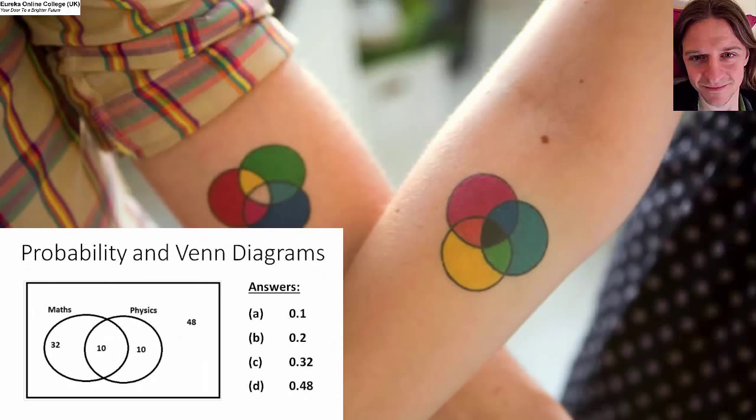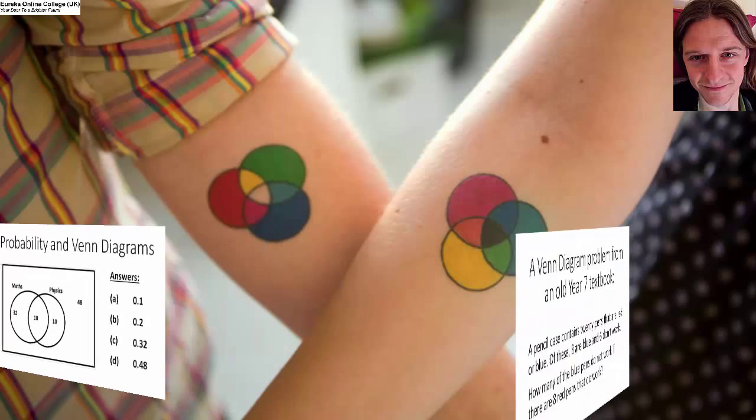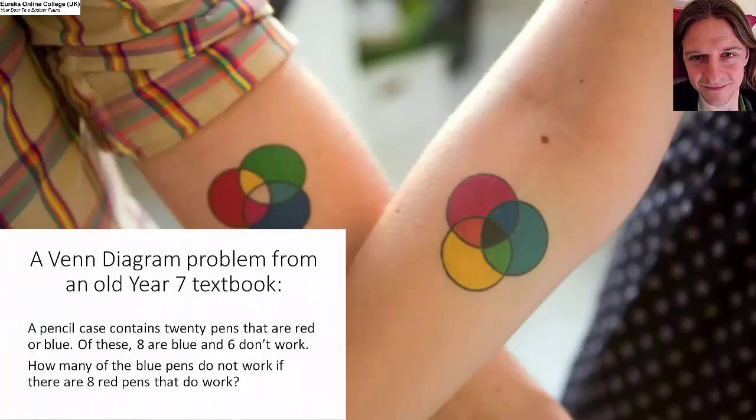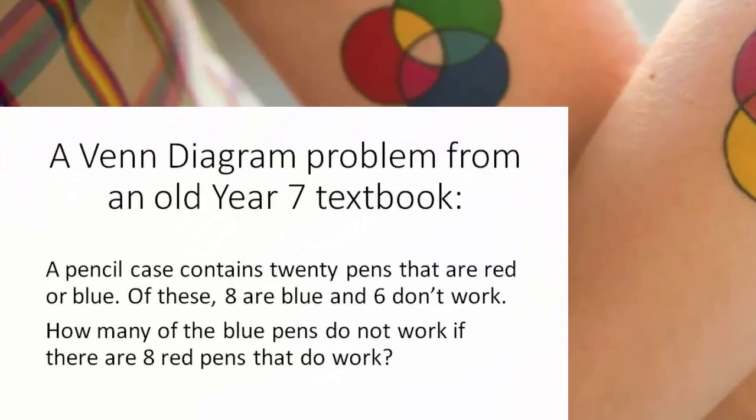Now, just before we move on, I wanted to show you this question, which I did obtain from a Year 7 textbook, because I think it gives a good example of how Venn diagrams can be quite tricky indeed. Now, it doesn't mention probability, but it would be relatively easy to turn it into a probability statement.